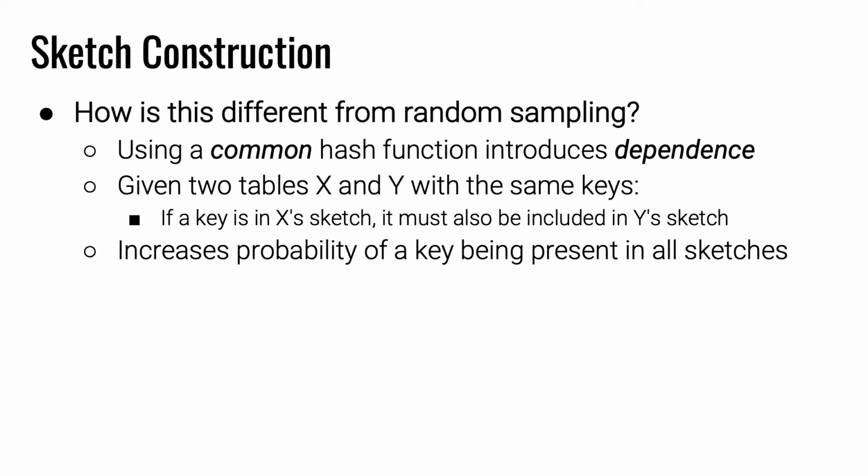The main reason why this works is that using a common hash function for building all the sketches introduces dependence. In other words, if a key is present in two tables x and y, this means that if a key is included in the sketch for x, then it will also likely be included in the sketch for y. In addition, the final sketch is still a uniform random sample of the table.